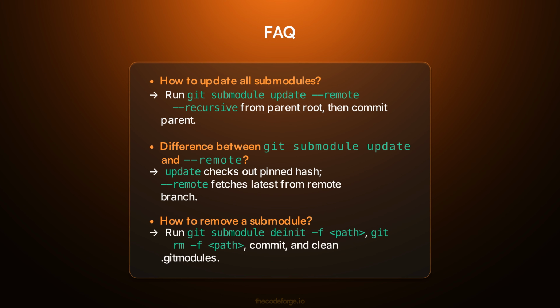Difference between git submodule update and --remote? Update checks out the pinned hash. Remote fetches the latest from the remote branch. How to remove a submodule? Run git submodule deinit -f path, git rm -f path, commit and clean .git/modules.